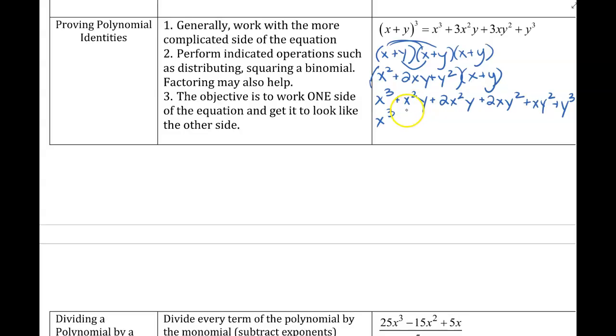X cubed first, then I'm going to combine my x squared y's. I have those terms there which combine to plus 3 x squared y. And then I'm going to combine my xy squareds. That's those and those. That's going to combine to another plus 3 xy squared, and then plus y cubed. Now I've successfully made this to look like this. So I've achieved my goal. I've proven that identity.